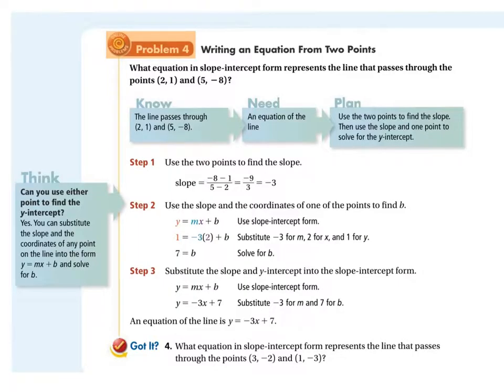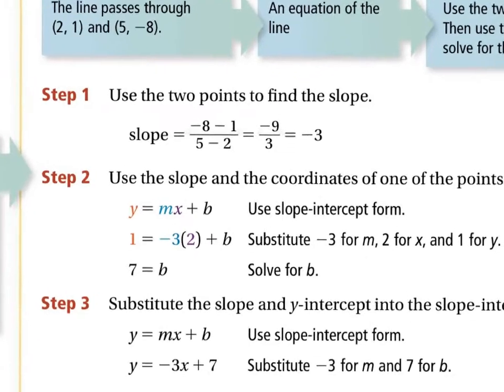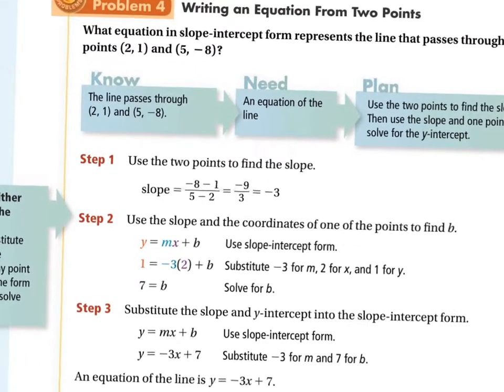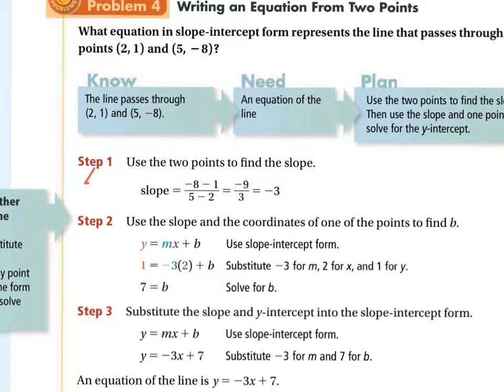So if we look at problem 4, it says what equation in slope-intercept form represents the line that passes through the points 2, 1, and 5, negative 8. The first thing is they found the slope. Like what we've done before, slope is change in y over change in x. We just need to make sure we remember what our x's and our y's are. It's real easy to get these in the wrong spots and then we'll miss the problem. So they did negative 8 minus 1 over 5 minus 2.